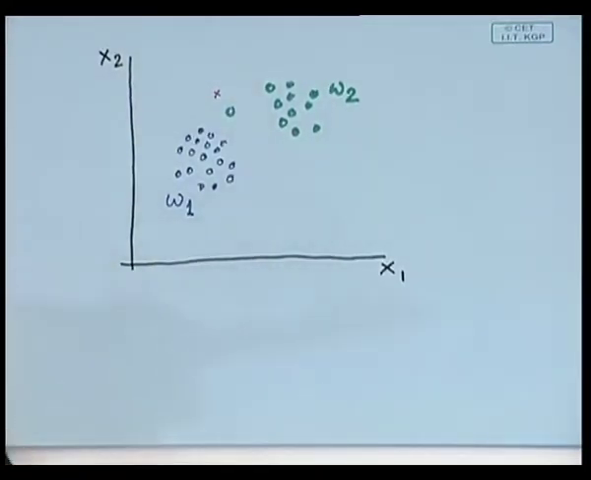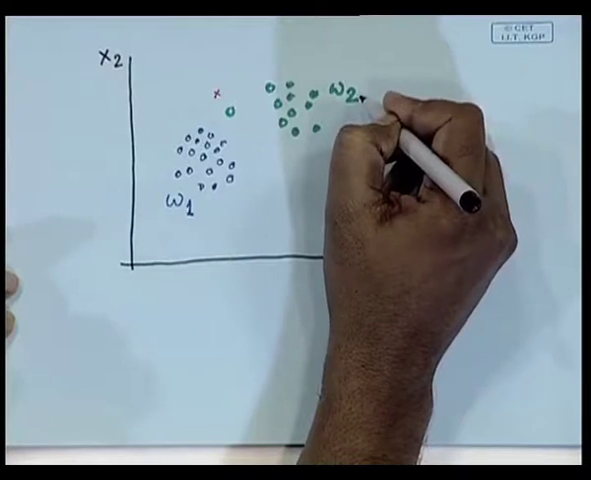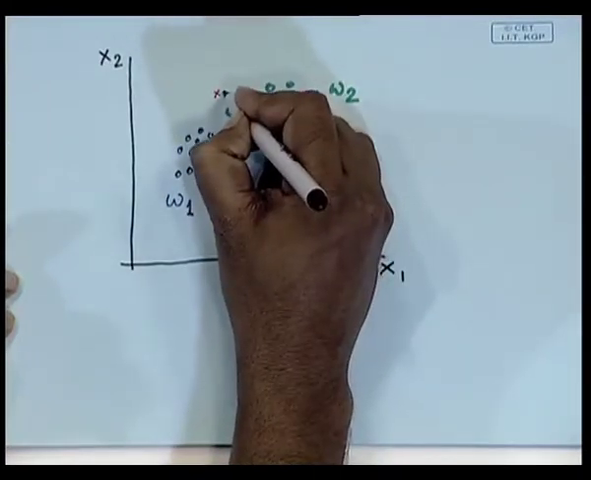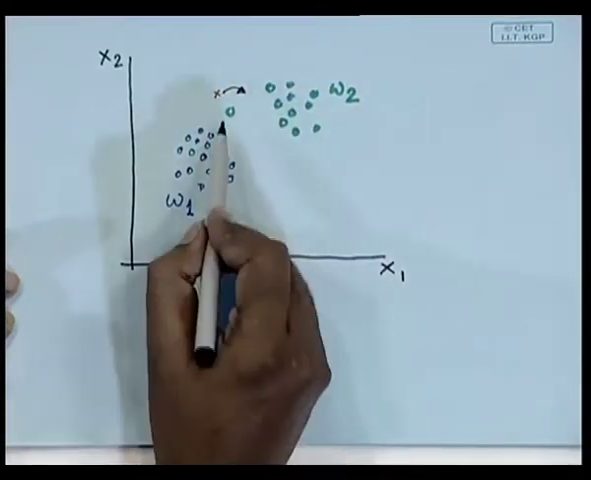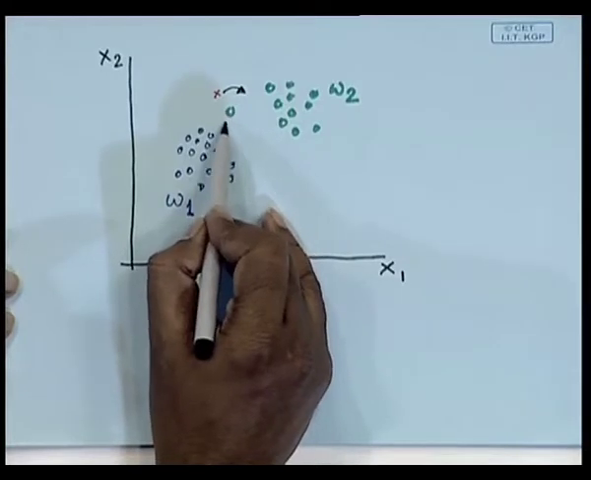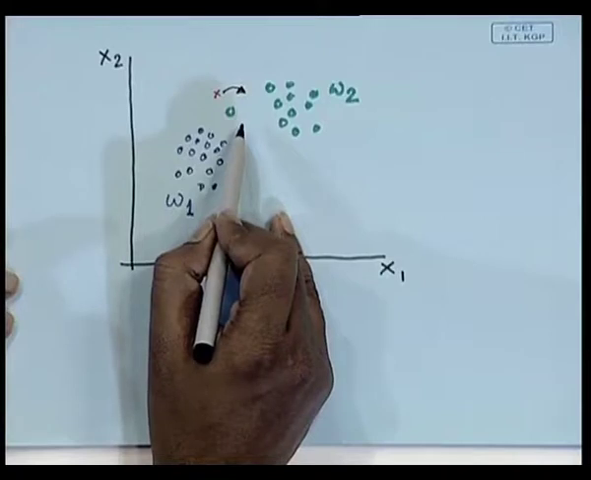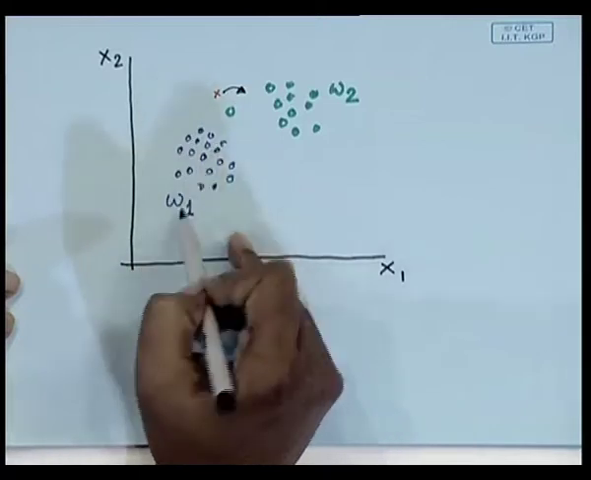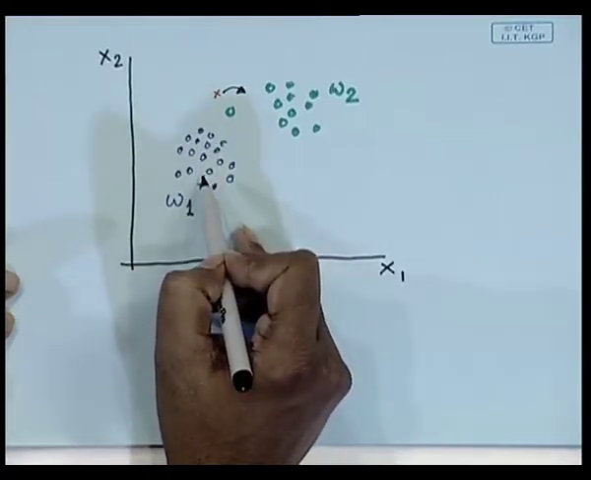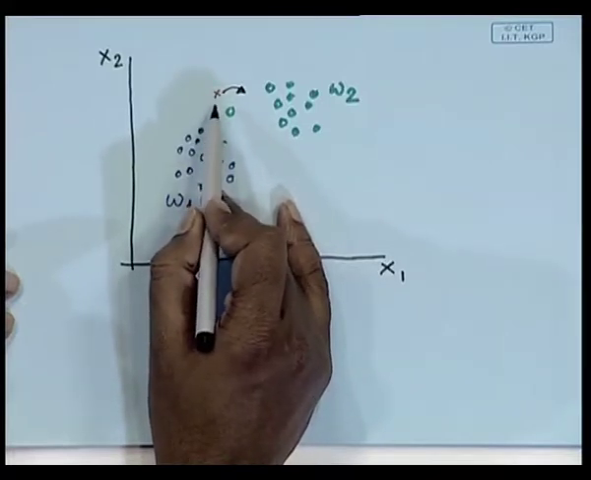Okay. So, you find that as before, this unknown sample will have a minimum distance from this training sample which belongs to class omega 2. Okay. So, I will classify this sample to belong to class omega 2. However, you find that here I have a single sample from class omega 2, whereas I have more samples from class omega 1, which should actually influence the classification of this unknown sample.